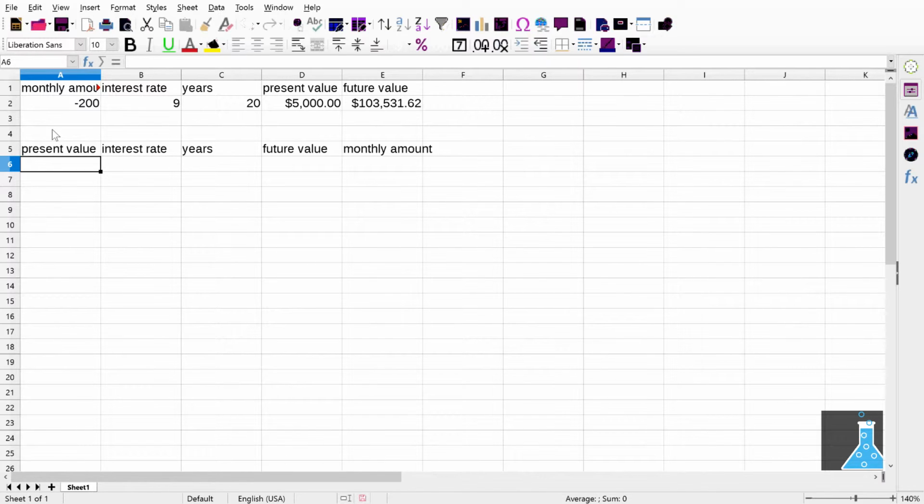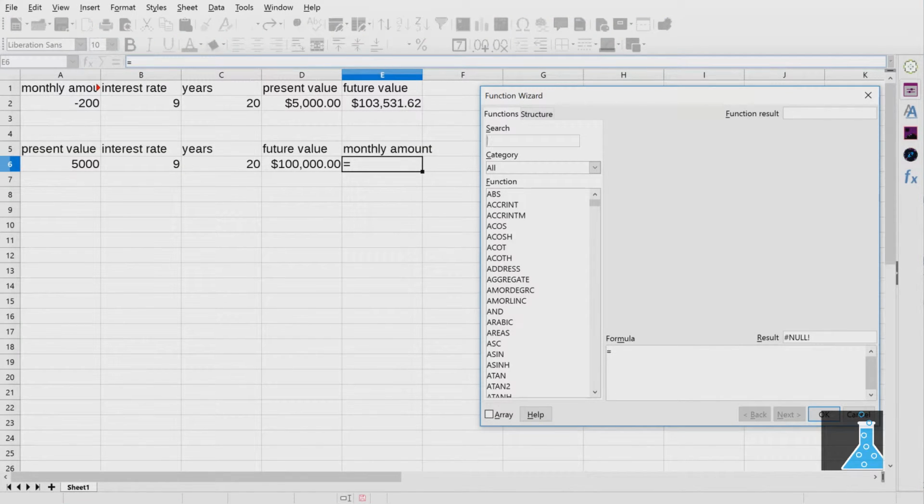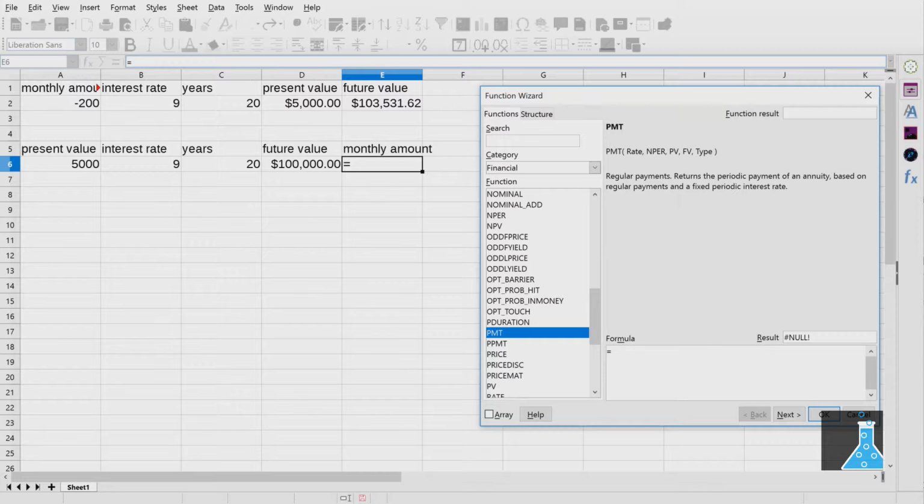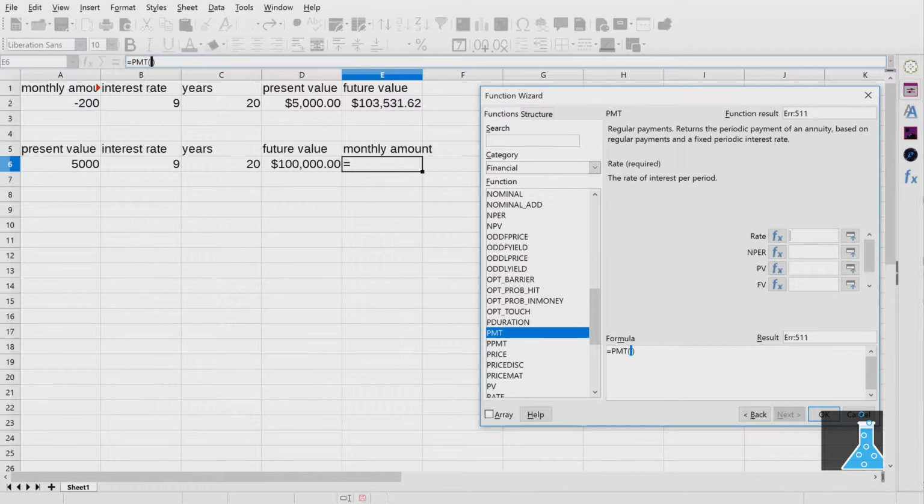Okay, so for the present value, we'll do 5,000 again. For the interest rate, we'll stick with 9. We'll do 20 years. Let's say we want to have $100,000. And for this, we go to equals, and then we click on our function button. We go to financial, and in this case we want to go to payment, so that's this one, and then we'll click next.